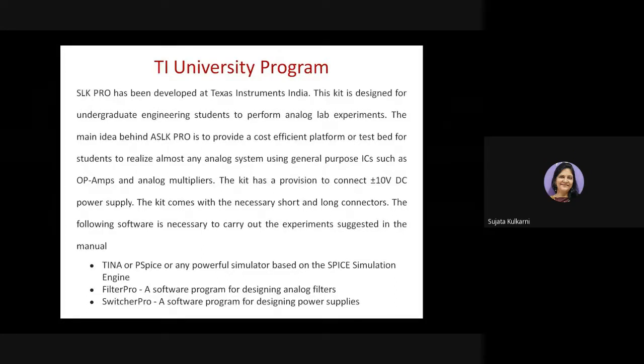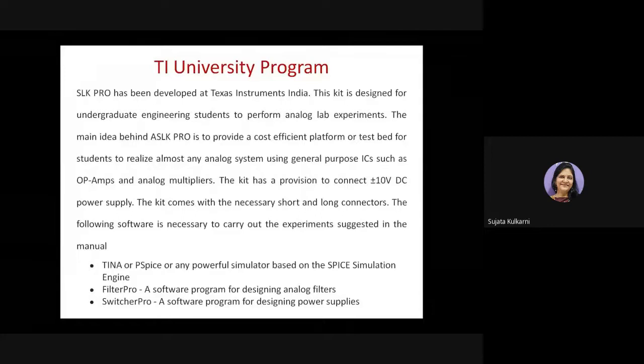But then this is specifically designed for Texas Instruments components. They have not taken care of all other components, only specific components of Texas Instruments. Another issue with this product is that while using it, you still require laboratory equipment like a CRO, function generator, and power supply. Those things are still required. So it is just an experimental board. However, along with it you have to have those test and measuring equipment. So that's another challenge.